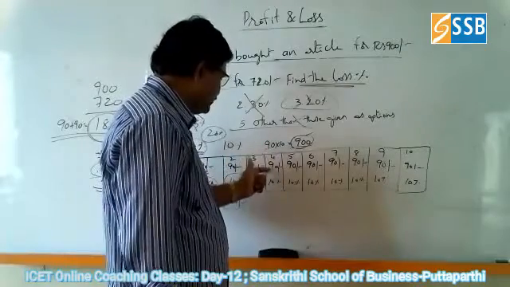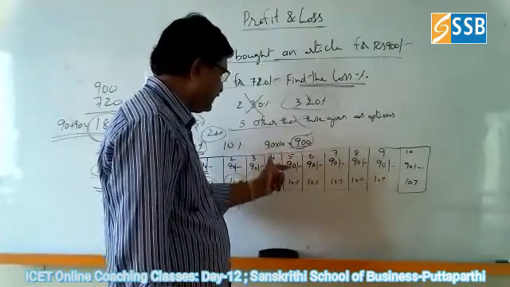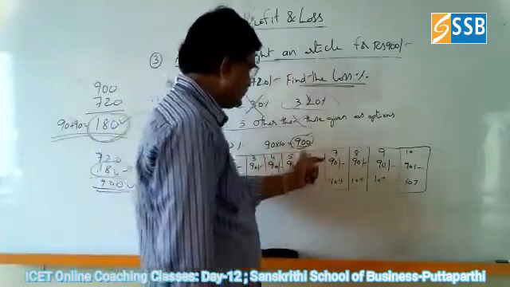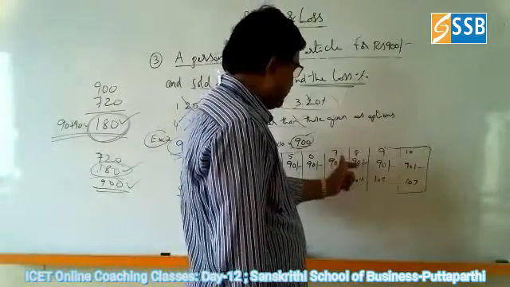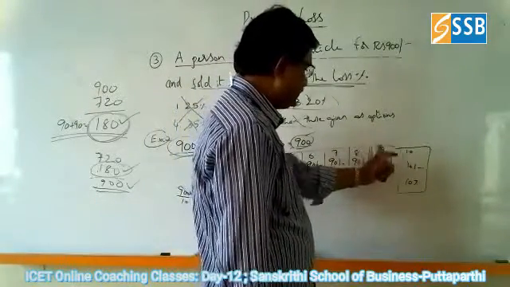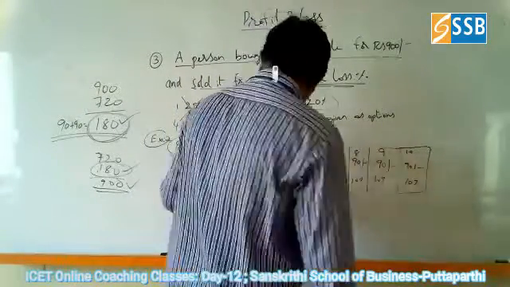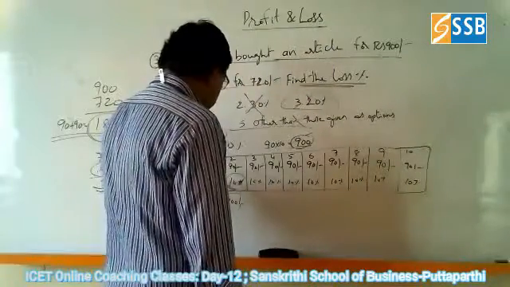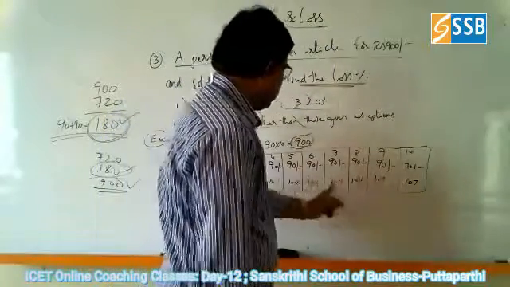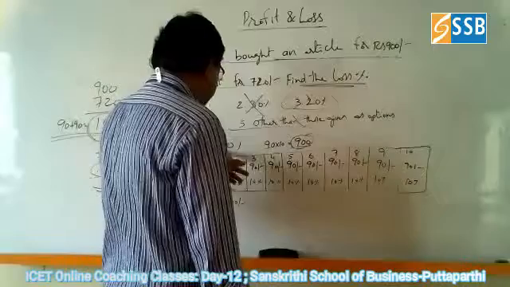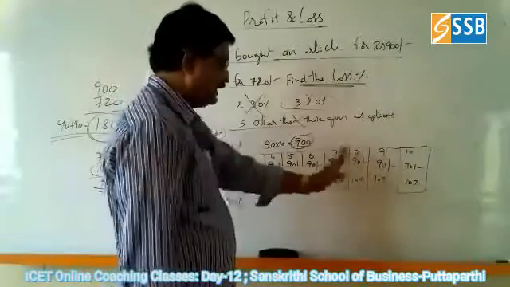900. Fourth part is 90 rupees, 10%. Fifth part 90 rupees. Sixth part also 90 rupees. Seventh part 90 rupees. Eighth part 90 rupees. Ninth part 90 rupees. 10th part also 90 rupees. Totally, if you club 10%, so total 10 into 10, 100%. So 10%, I split it as 10 parts.